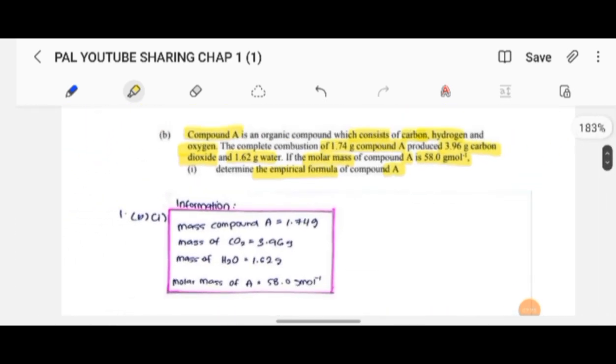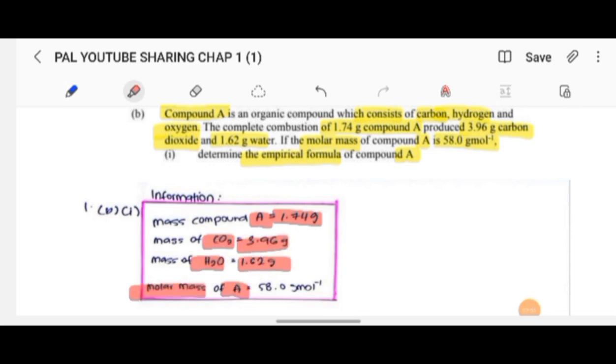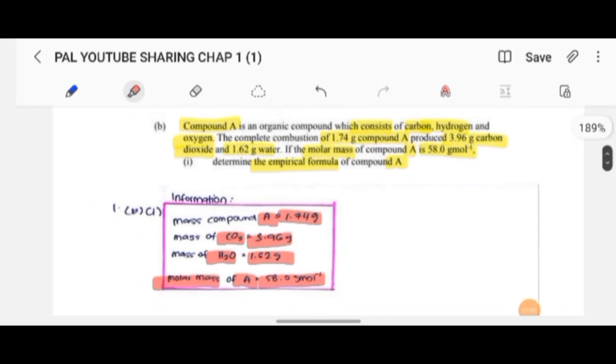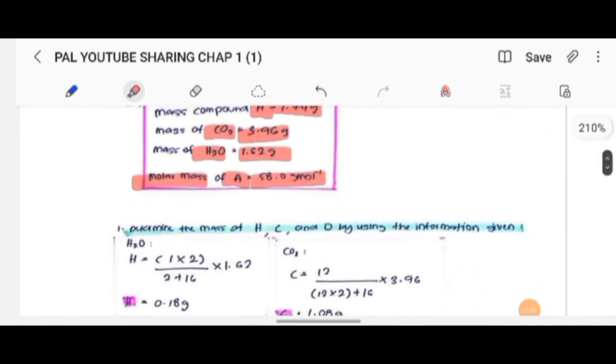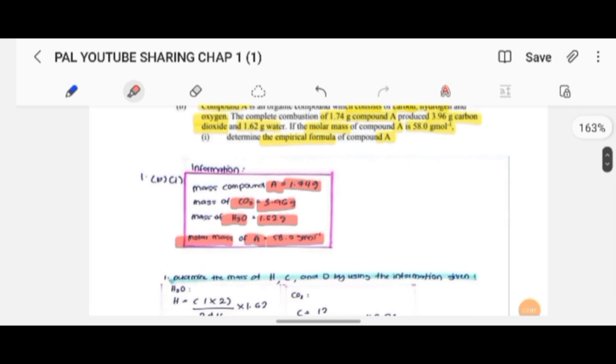Firstly, the tip that I would like to share is to gather all the information given in the question. So the mass of compound A is 1.74 gram, the mass of carbon dioxide is 3.96 gram, the mass of H2O is 1.62 gram, and the molar mass of A is 58.0 g/mol. This is the information that we gathered, so from it we can start to find the empirical formula.